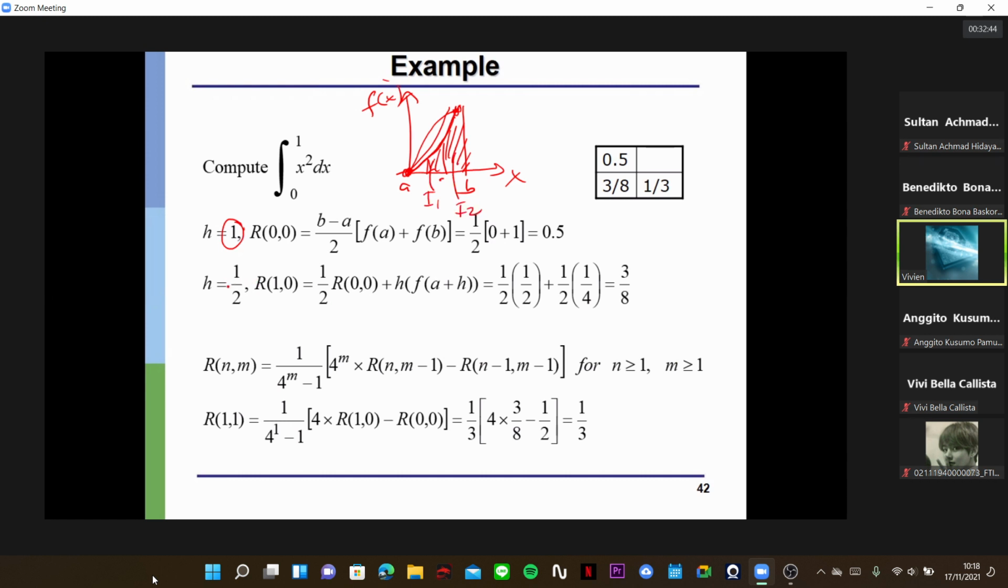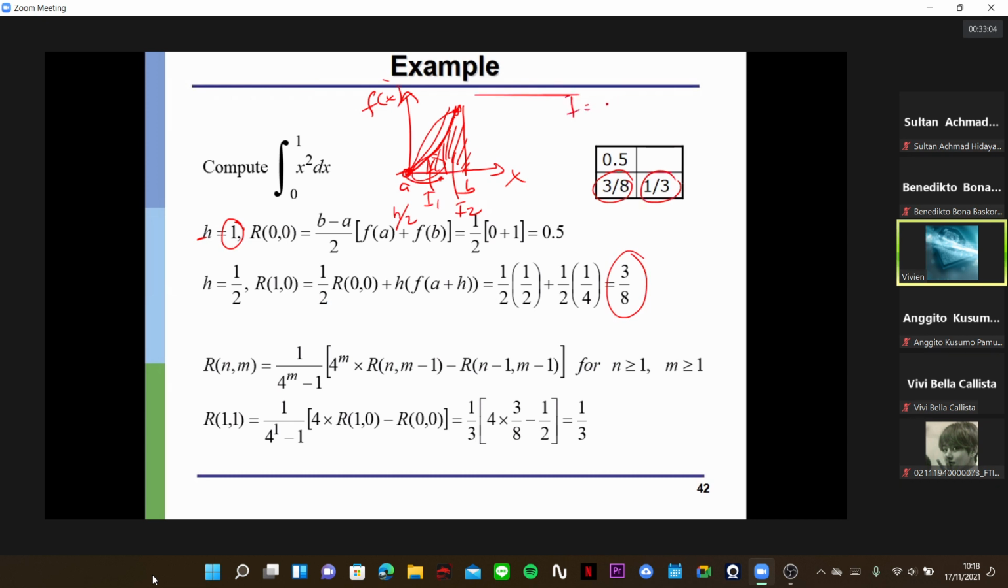So when we have h now, the step size or the interface size now becomes half of the initial h. When we do the calculation of the first area and the second area, that will be 3/8. So this is the value. How do we calculate this one?